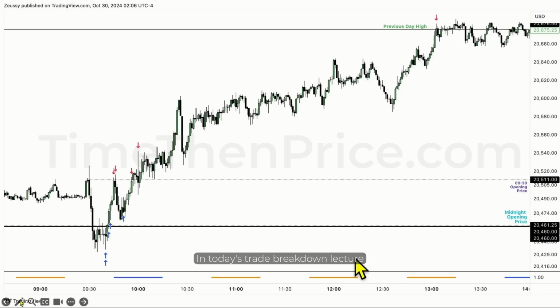In today's trade breakdown lecture, I'm going to share with you how I was able to buy the low of the day on NASDAQ. Here you can see my executions being plotted on the chart, and as you can see, I went long multiple times in this area and took partials accordingly. Eventually, my full close was at the previous day high. You can see that I bought the low of the day and the market expanded beautifully afterwards.